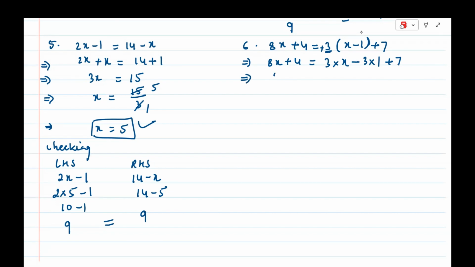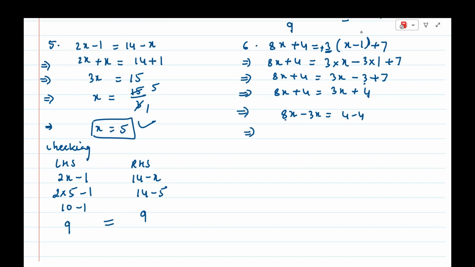Next step, 8x plus 4, right hand side, 3x minus 3 plus 7. Next step, 8x plus 4. Here I have 3x. And can you see minus 3 and plus 7 will give you plus 4. From here, separating the variable as we have done before. So here, 8x minus 3x is 5x, which will give you 0. And x is 0 upon 5. Any number divided into 0 is always 0.